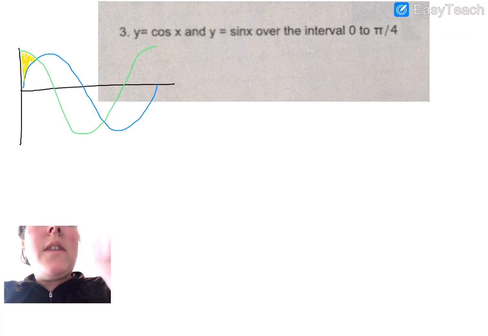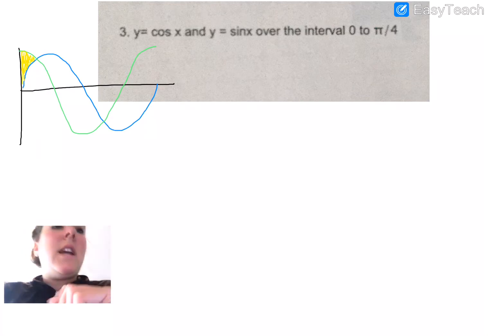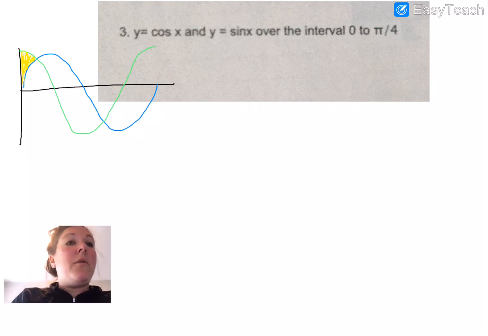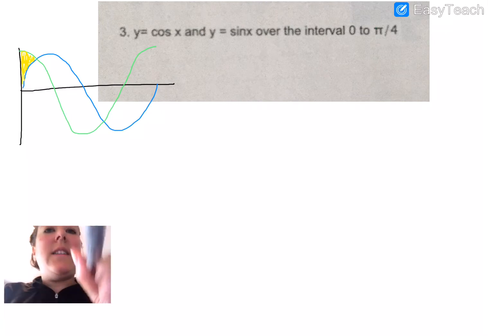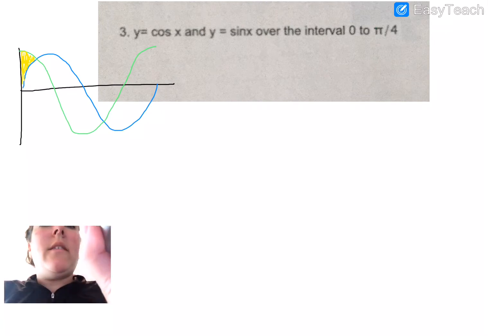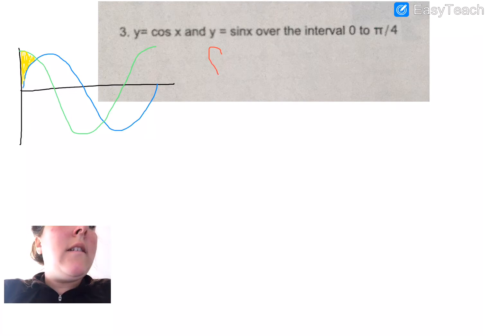All right, I know that they intersect there because on our table, cosine of pi over 4 and sine of pi over 4 are both equal to root 2 over 2. So I'm finding the yellow area, so I'm going to set up my integral. And my bounds are going to be from 0 to pi over 4.